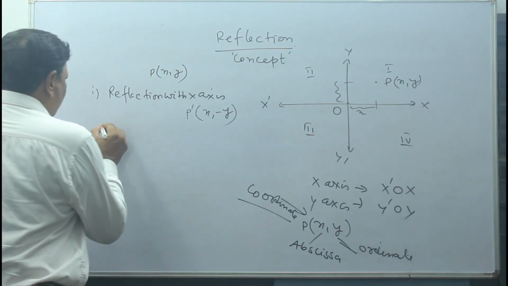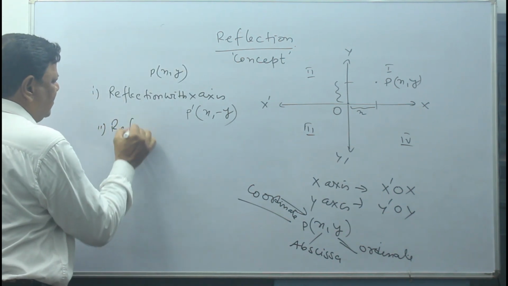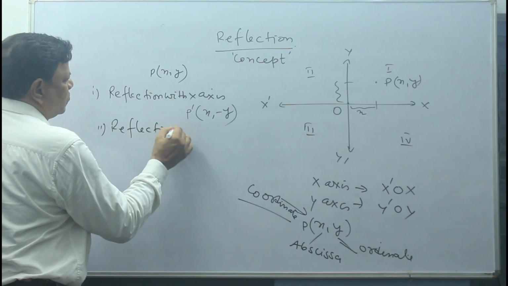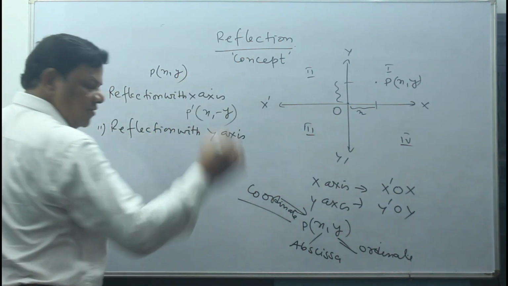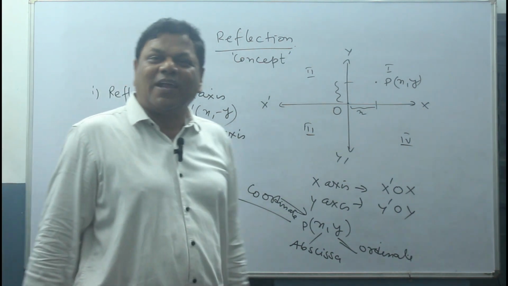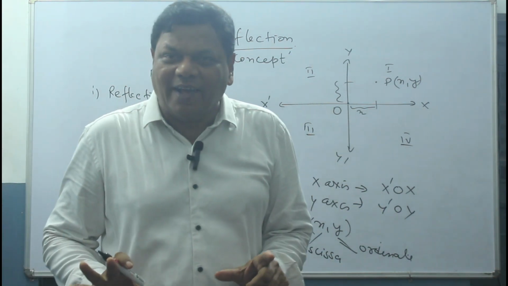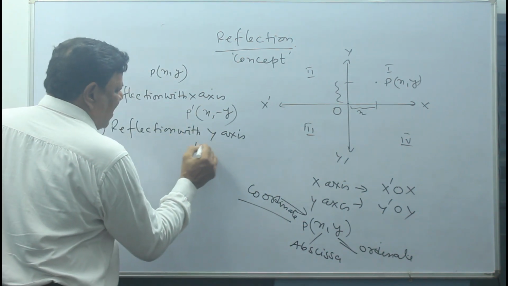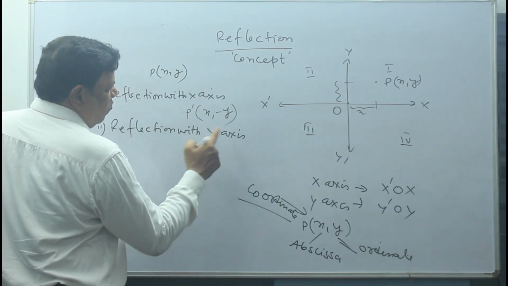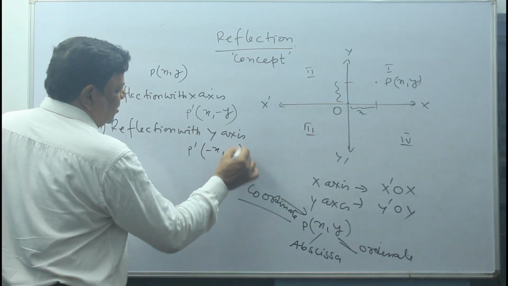Number 2, reflection with y-axis. What did I say? Reflection with the y-axis means the sign of x will change. Just the opposite. P dash means a different name. Reflection with the y-axis means the sign of x will change.